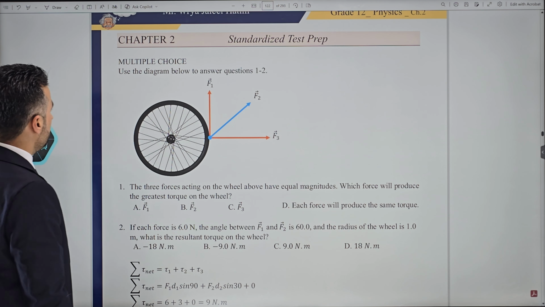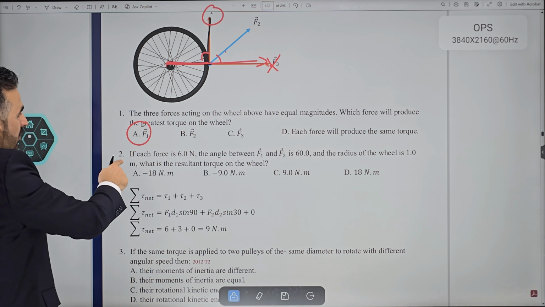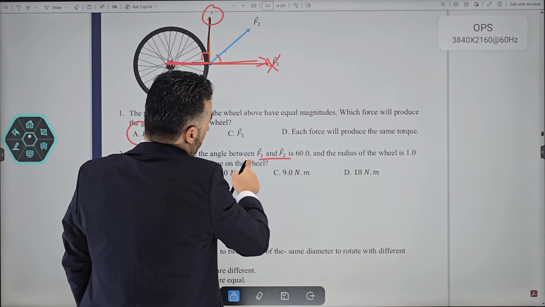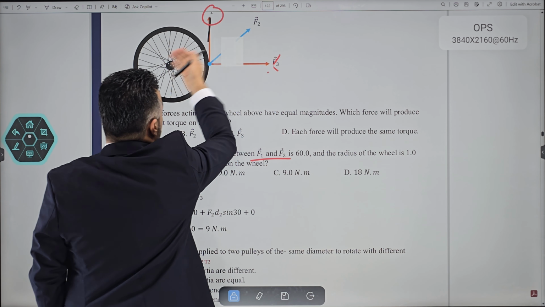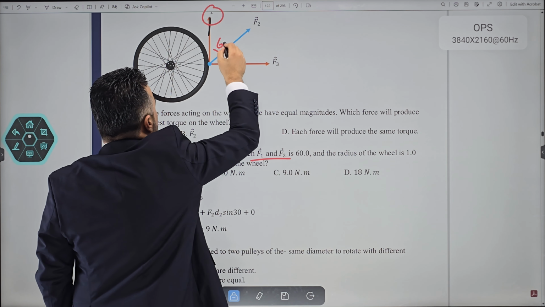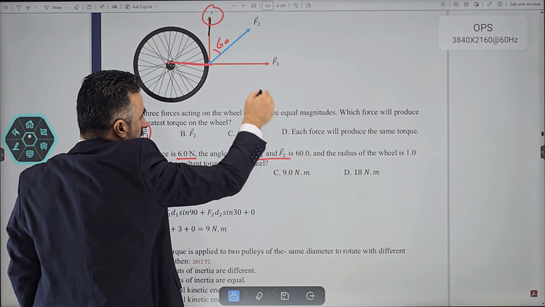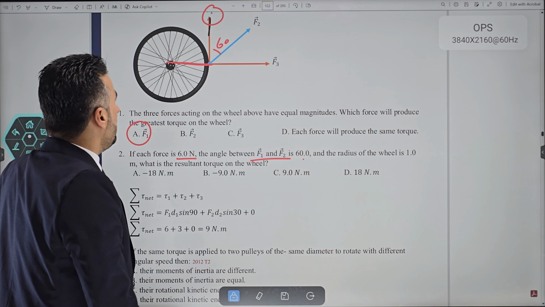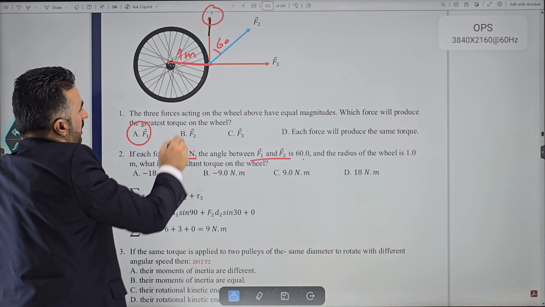This one is at some angle, so of course it is less than this one here. So we can say F1 produces the largest torque. The second part says: if each force is 6 Newton and the angle between F1 and F2 is 60 degrees, and the radius of the wheel is 1 meter, what is the resultant torque on the wheel, like what is the net torque here?